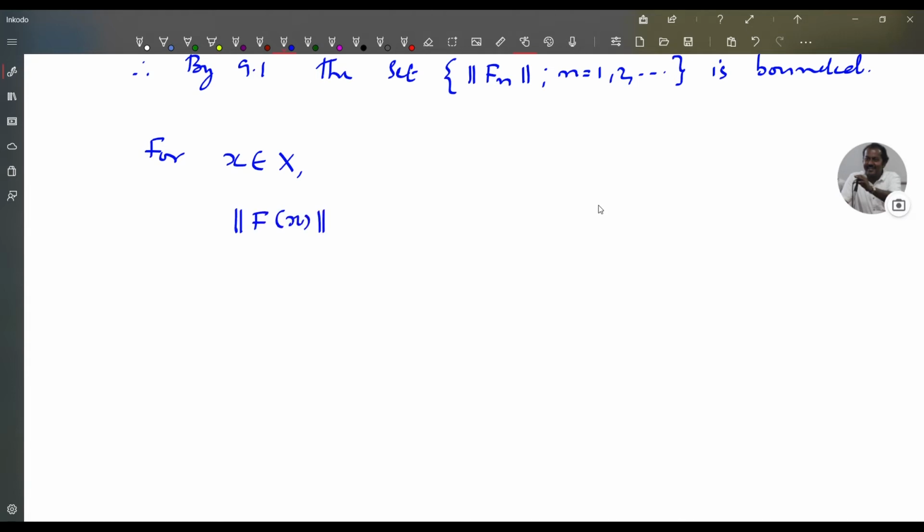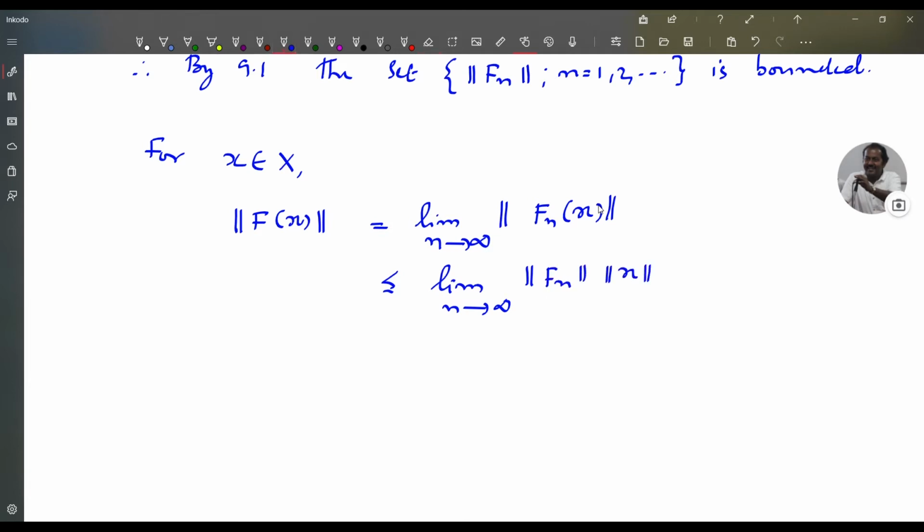For x in X, we have norm f(x) equal to the limit as n tends to infinity of norm of fn(x). So this is less than or equal to the limit as n tends to infinity of norm fn into norm x, which is less than or equal to the limit inferior as n tends to infinity of norm fn into norm x.